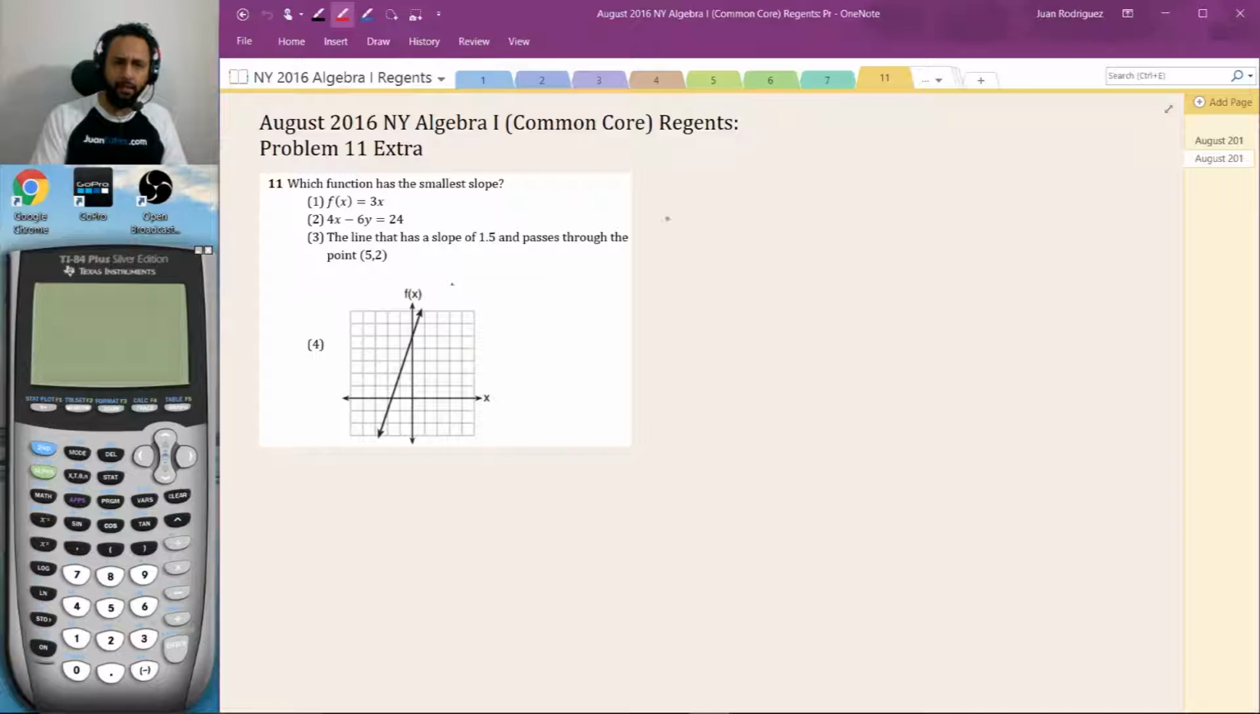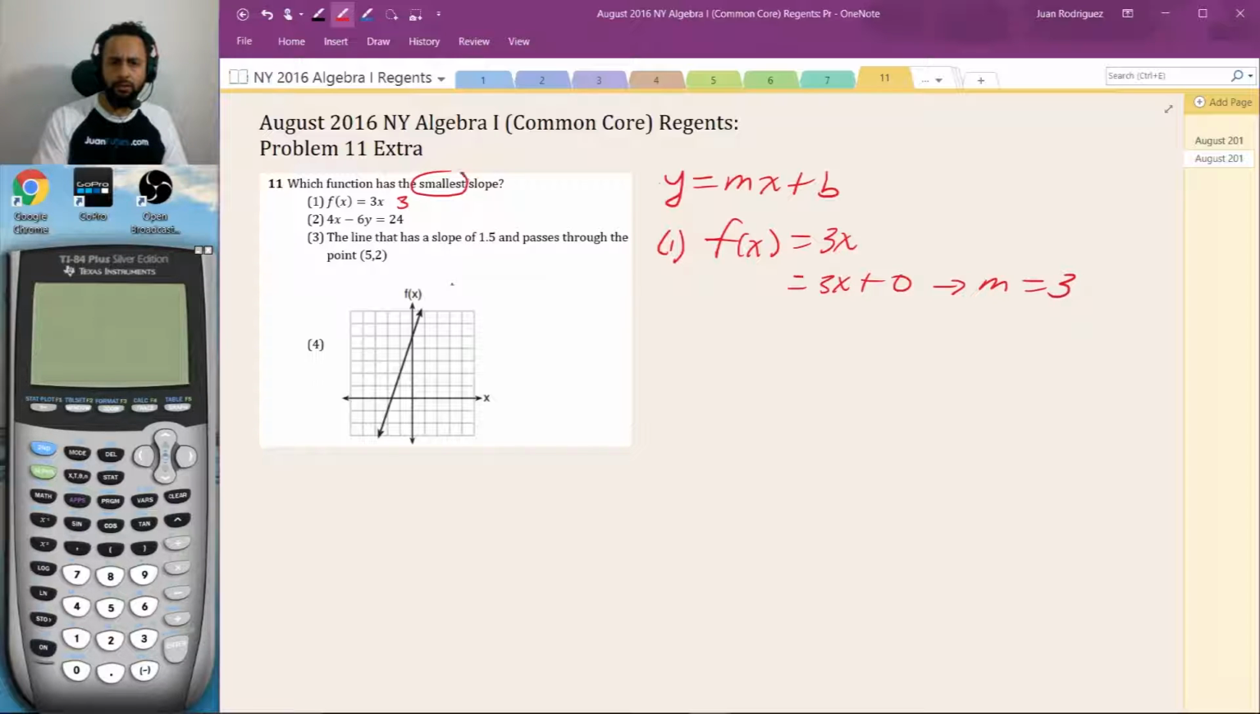In this case, the problem is which function has the smallest slope. So I'm going to put each one in the form y equals mx plus b. Okay, so number 1. F of x equals 3x, which is already in mx plus b form, 3x plus 0. The slope is equal to 3, okay? And we're looking for the smallest slope.